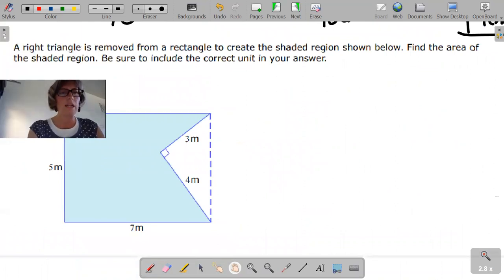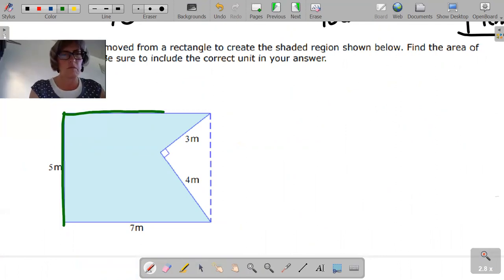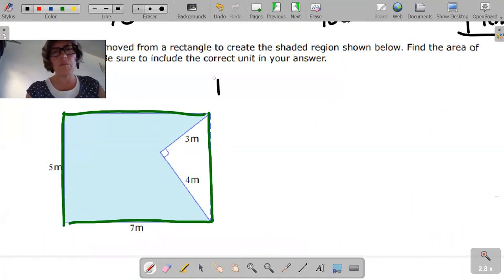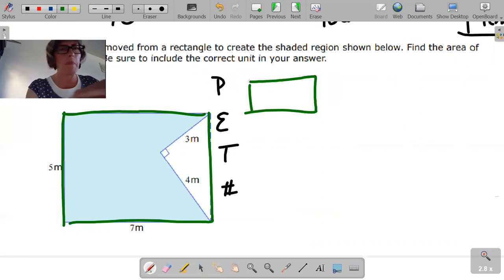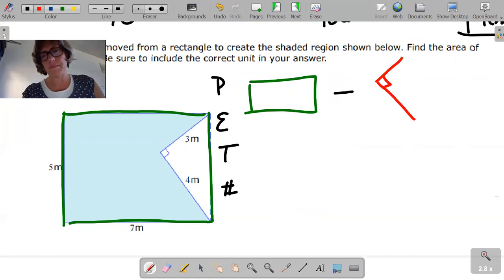Says right here, a right triangle is removed from a rectangle. So in this case, we're starting with a rectangle. And we're going to follow PET again: pictures, equations, trace, numbers. And it's going to be a rectangle minus a right triangle.